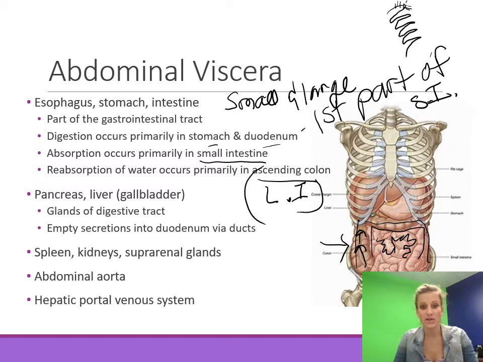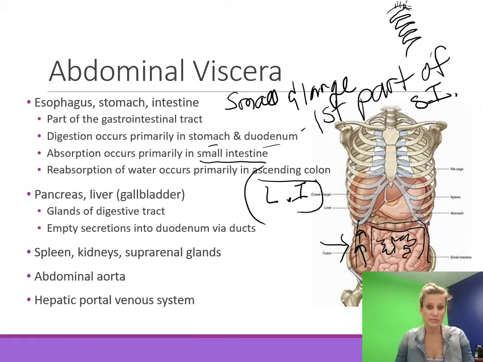Okay, so the esophagus, stomach, and intestine are part of the actual gastrointestinal tract. The pancreas, liver, and gallbladder are also associated with digestion. They're just not actually part of the tract itself. Right? So they're not part of the canal that the food goes through. They're accessory structures that are related to digestion.